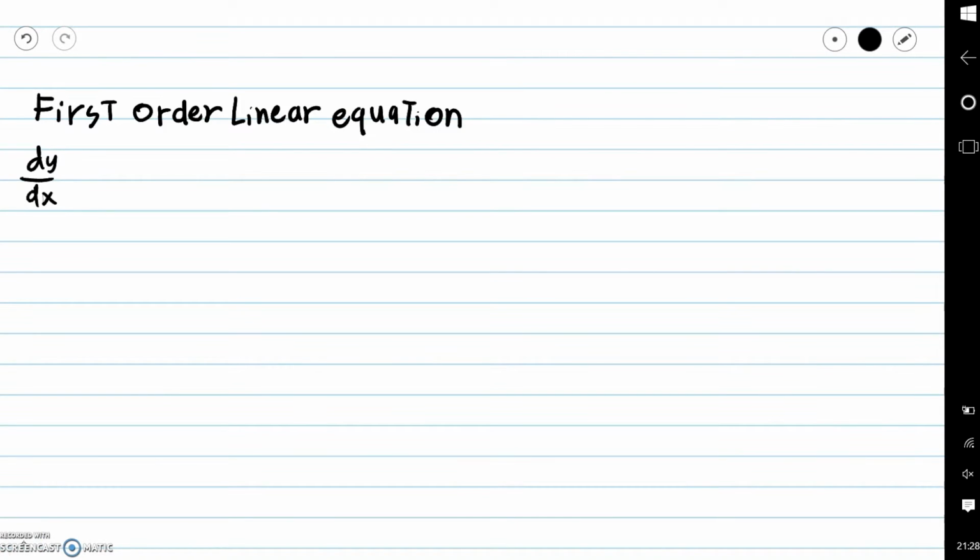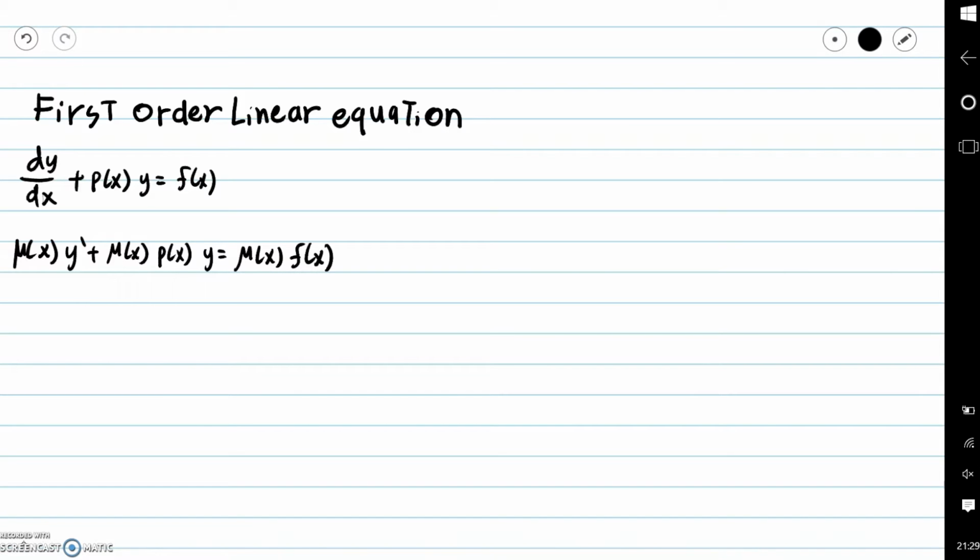So the second thing we learned in chapter 9 is the first order linear equation. Firstly, we start from the differential equation, and then we multiply mu(x) on both sides. The equation will look something like this. By using the product rule, we know that d/dx of mu(x)y is equal to the differential of mu(x) times y plus mu(x) times the differential of y.